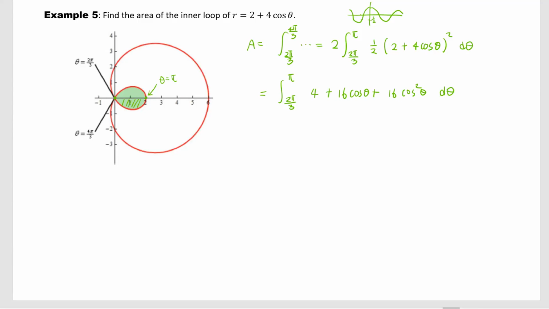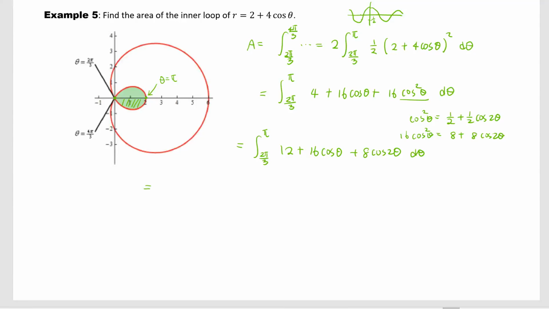And what is the same thing? Cosine squared is 1/2 plus 1/2 cosine 2 theta. So that is the integral from 2 pi over 3 to pi. When you multiply by 16, what do you get? Well, 16 cosine theta squared is then 8 plus 8 cosine 2 theta. So the 8 you can combine with the 4 right here. Okay, so that will give us 12 plus 16 cosine theta, and then plus 8 cosine 2 theta d theta.